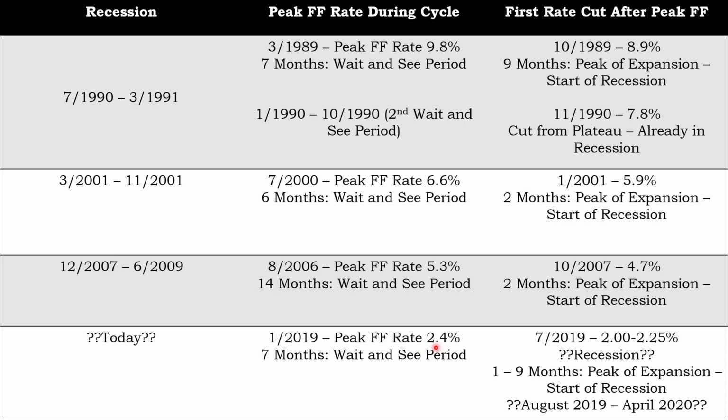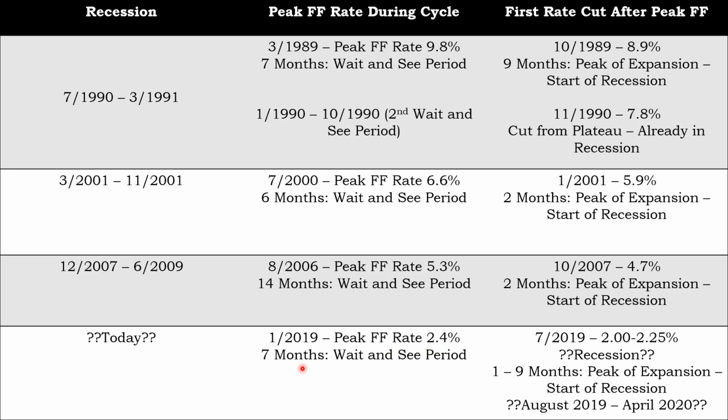But you can see here, folks, 2.4% is nowhere near where we were in the previous recessions. I mean, back in 1990, we were at 9.8%. Could you imagine having a federal funds rate of 9.8%? We're not even close to that, and we have people complaining about where we are, and that's because of the fragility of the current environment in which we find ourselves. So, we hit our peak here in January of 2019 at 2.4%.